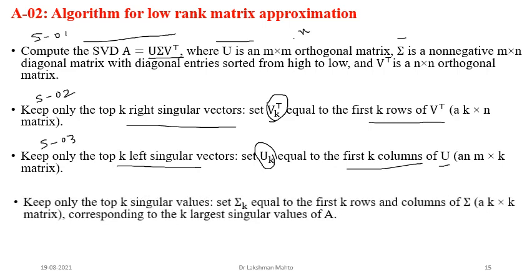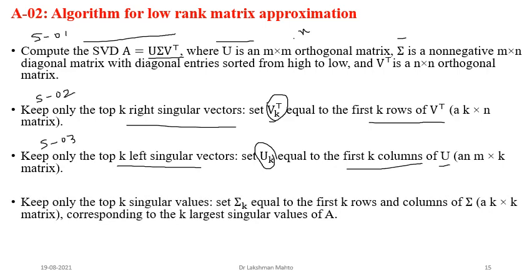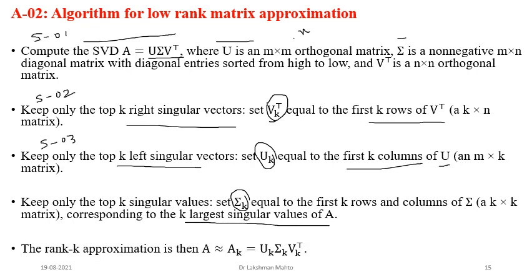Now the same thing I discussed about sigma k. It is very easy to deal with sigma k. We just have to take the first k rows of sigma, and it will give the first k largest singular values of A. Then what we need to define the rank k matrix in the last step? This one is step 4.